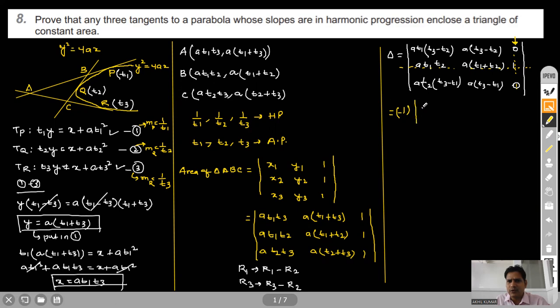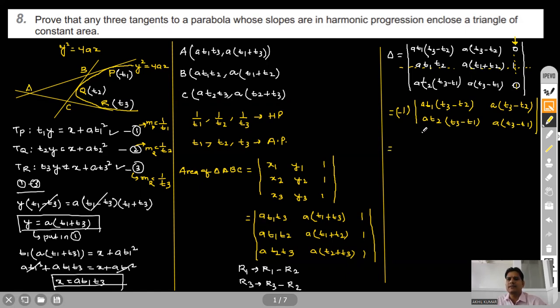And we will be left with these two rows, that is, A T1, T3 minus T2, and this element A T3 minus T2, and this A T2, T3 minus T1, and this will be A into T3 minus T1. So on expanding this, we will get the area of the triangle.